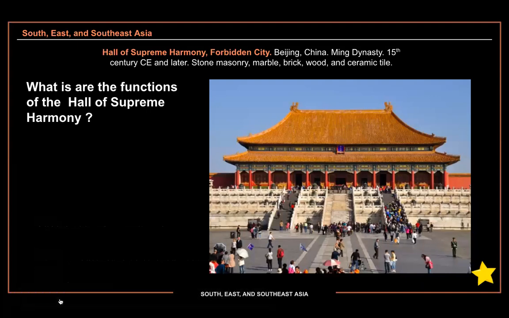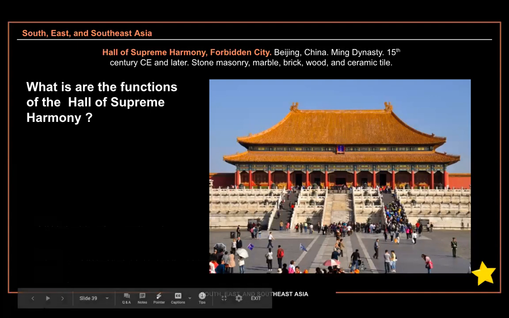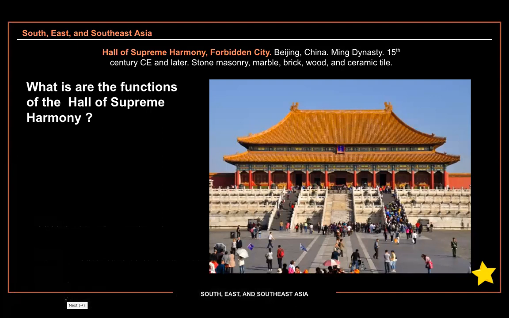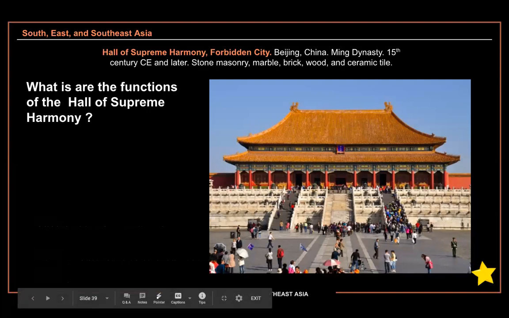And this is in your image set. It's like the third image that you guys have in the note takers. And so what's the function of this building? This is like the third colossal structure that we enter. This is at the very center of the Forbidden City. So what do you think its function must be?